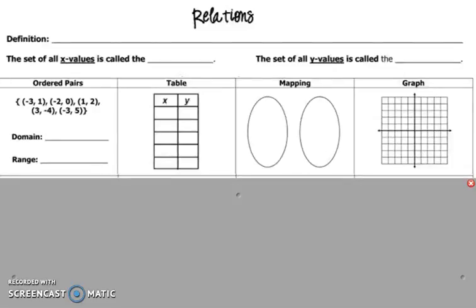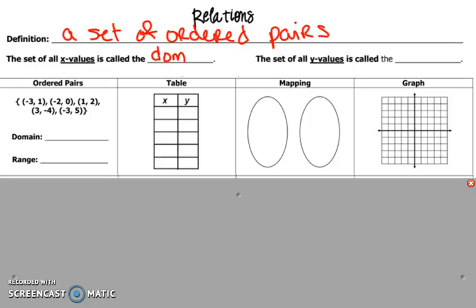Now, when it comes to relations, the definition of a relation is just a set of ordered pairs. It can be a function, but it doesn't have to be a function. Now, when we talk about domain and range, the set of all x values is our domain, and the set of all y values is our range. If you ever forget which way it goes, think of the alphabet. Domain comes before range in the alphabet, well, x comes before y in the alphabet. So it's just a little trick to help you remember.